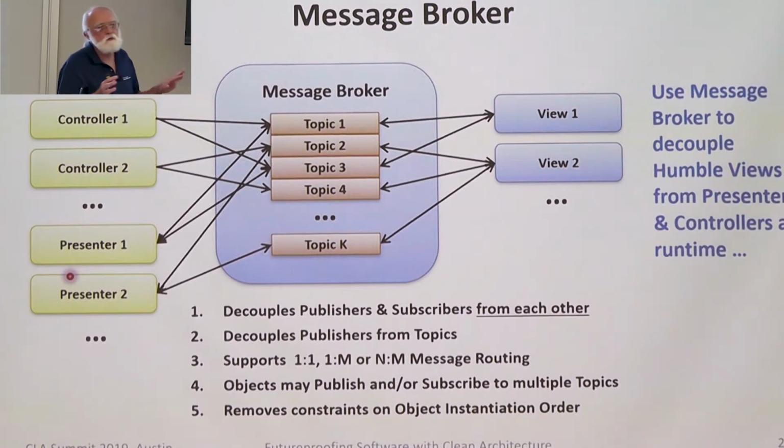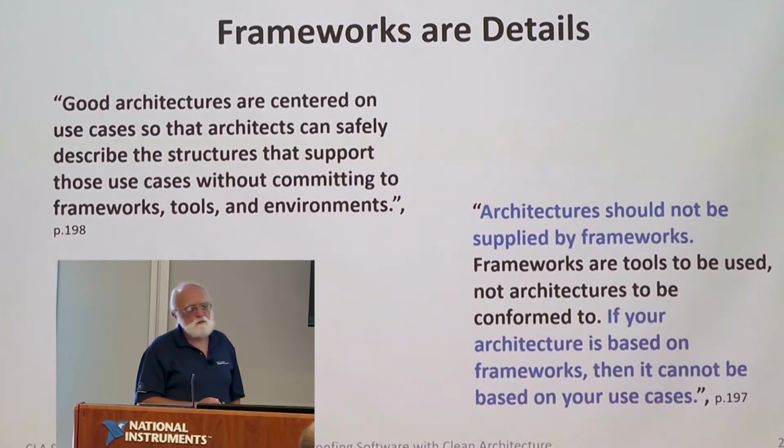It supports one-to-one, one-to-many, and many-to-many message routing schemes, which is important when you scale architecture. Objects may publish and subscribe to multiple topics. And as I said, it removes constraints of object instantiation order, which is a really important thing in complex systems. Sometimes it is so convoluted that it is not possible to instantiate it in the right direction, in the right sequence to establish all the connections.